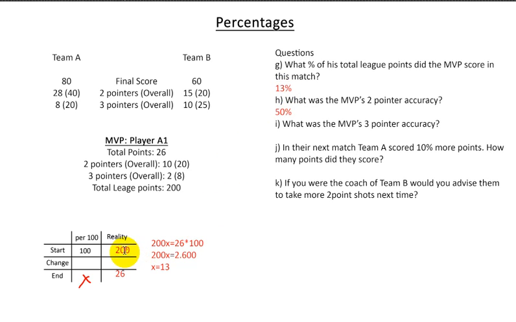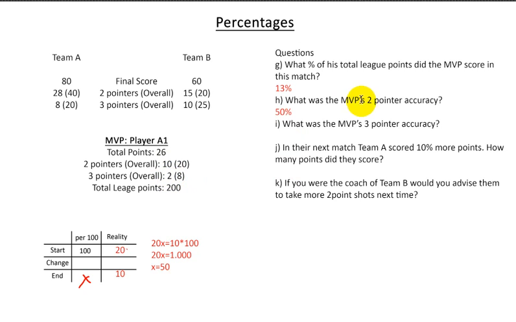But if you want to prove it, we put 20 here, 10 here, and we'd say 20x is equal to 10 times 100. So 20x is equal to 1,000. And if I do 1,000 divided by 20, I would get 50. So indeed, he scored 50% because 10 is the half of 20.